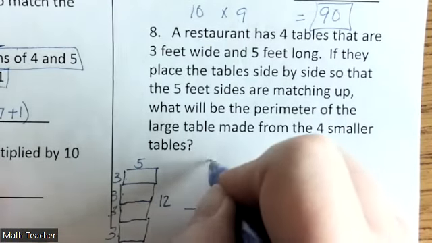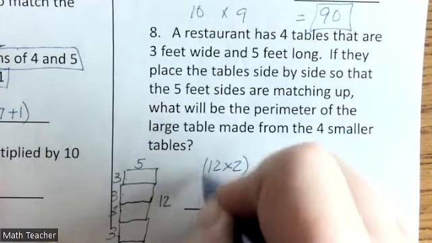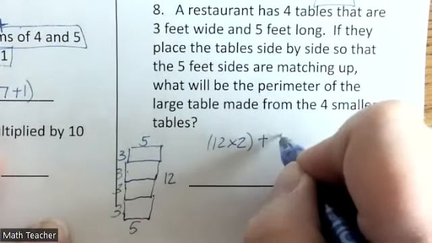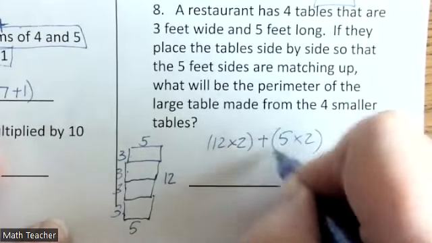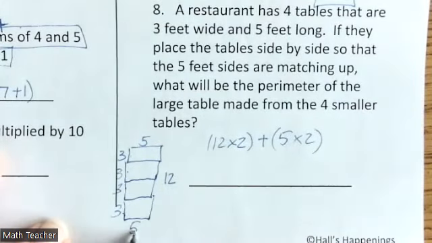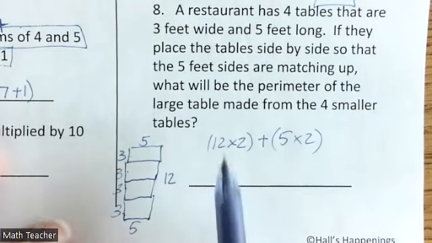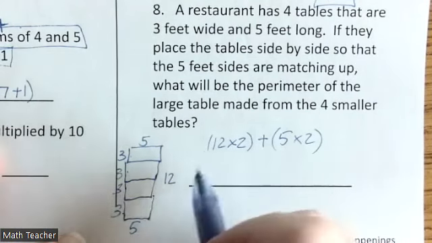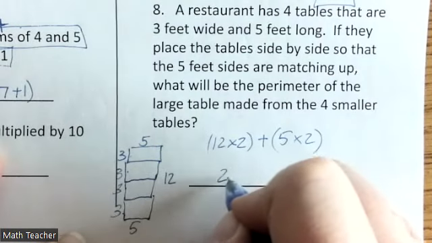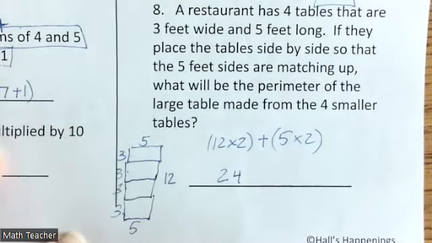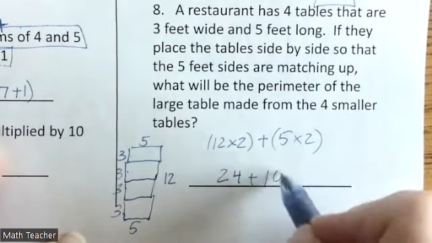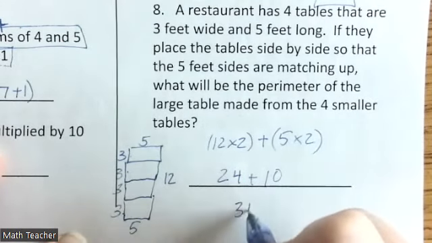So we will have 12 twice. So 12 times 2, left side matches the right side, plus 5 twice. Okay. Or you could do 5 plus 5, but we'll go ahead and multiply. So for the sides, the total length of the sides is 12 doubled because the left side and the right side will be equal because they are rectangular tables. And then add 5 times 2, which is 10. So the perimeter is 34 feet.